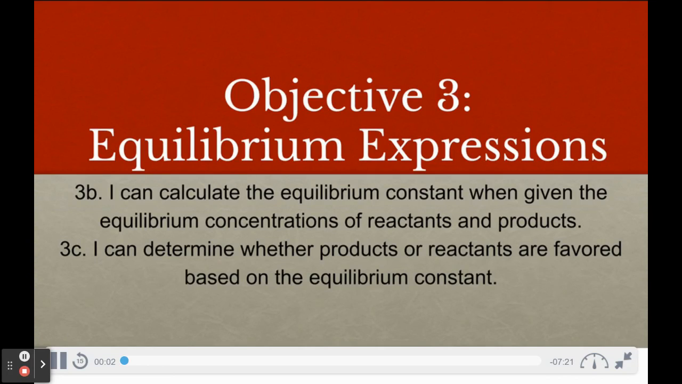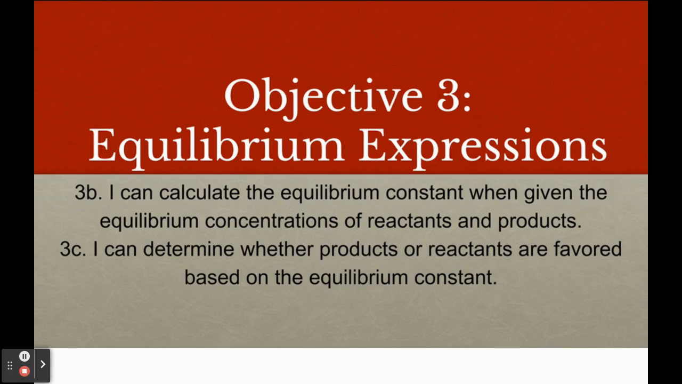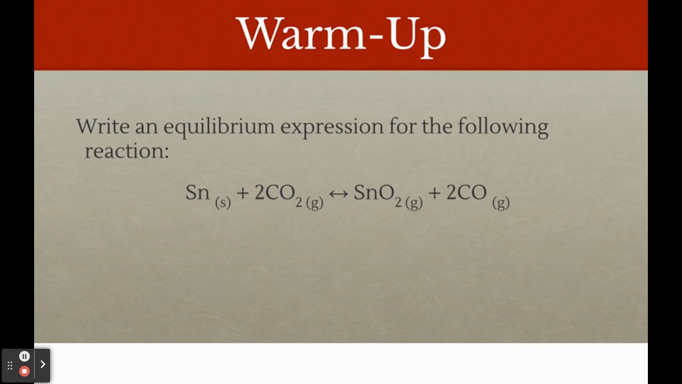Hello, this is Mrs. Decker, and in this video we'll focus on Objective 3B, calculating the equilibrium constant when given the equilibrium concentrations of reactants and products, and 3C, determining whether products or reactants are favored based on the equilibrium constant. Okay, so before we jump into 3B, we want to refresh 3A, which is on writing the equilibrium expressions.